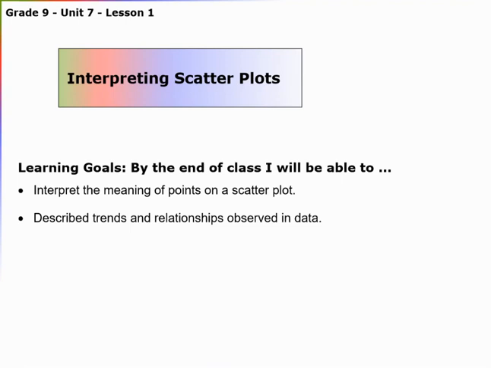So you may have seen scatter plots, you may have done them in science class. It's when you have a bunch of data and you have to put those points on a graph, and then you see if there's a pattern. By the end of this class, we will be able to interpret the meaning of points on a scatter plot and describe trends and relationships observed in that data.